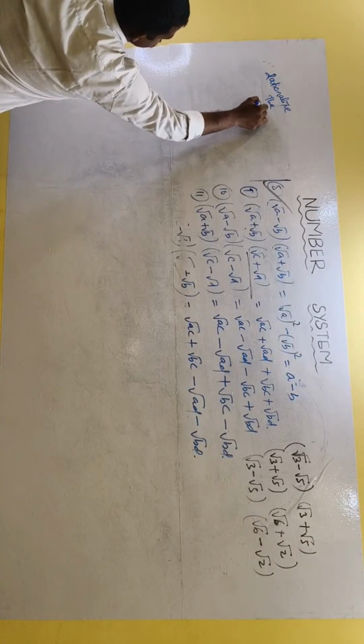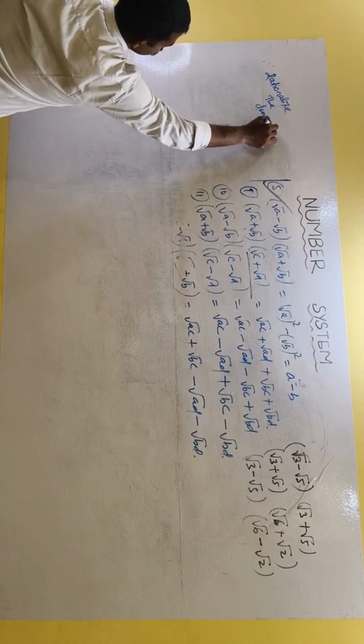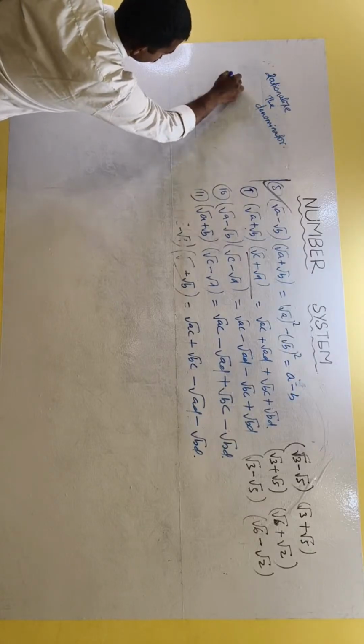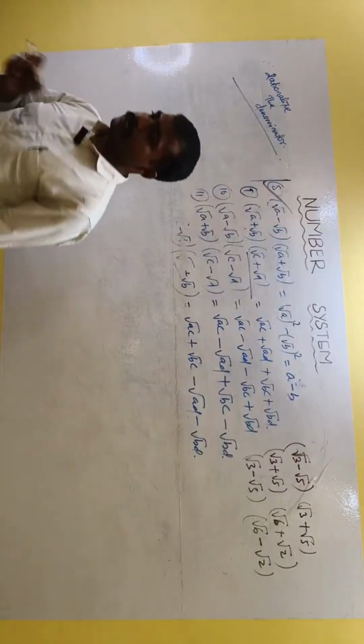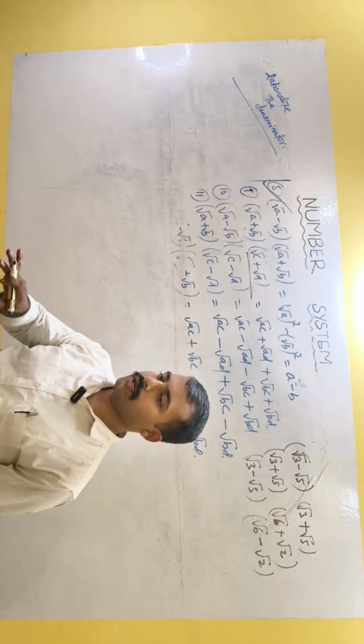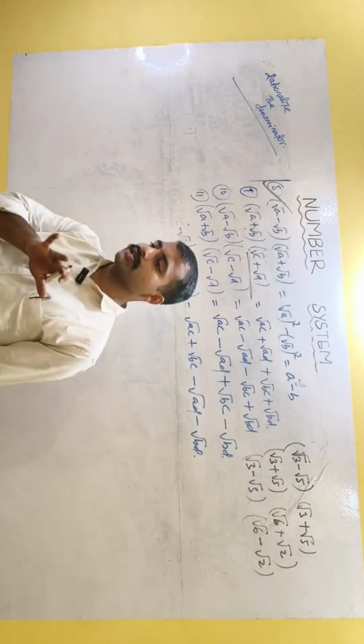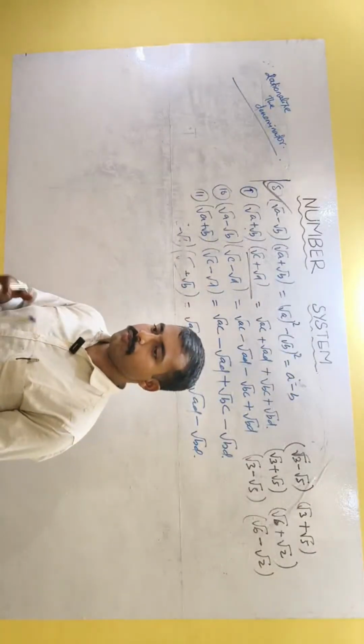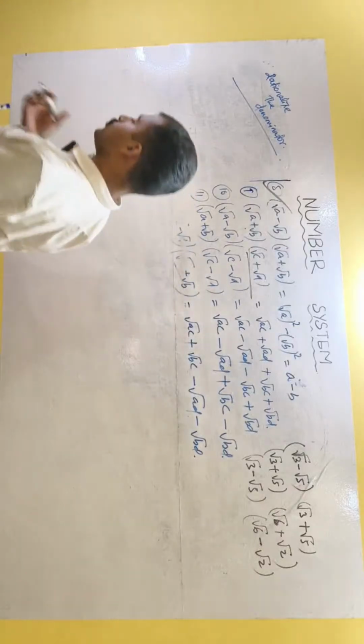Rationalize the denominator. There is an irrational number present in the denominator. The denominator should be rational. We have to make it rational. We have to rationalize it.